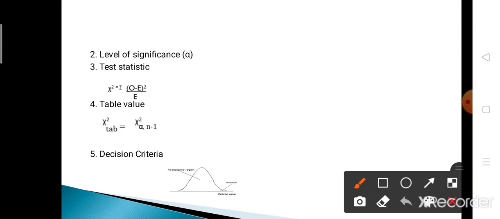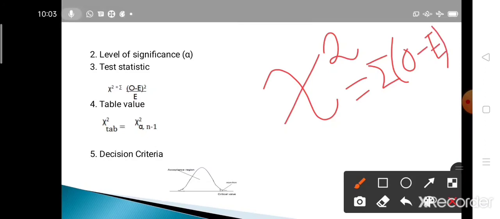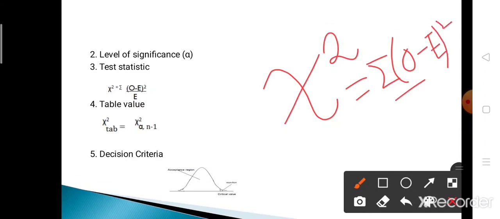Now the third step involved in the testing of hypothesis is the test statistic, and the formula for the given test is chi-square. So the notation is chi-square is equal to summation of (O minus E) whole square divided by E, where O is the observed frequency and E is the expected frequency, and it is summed over all. Okay, now the fourth is the table value, that is the critical value.